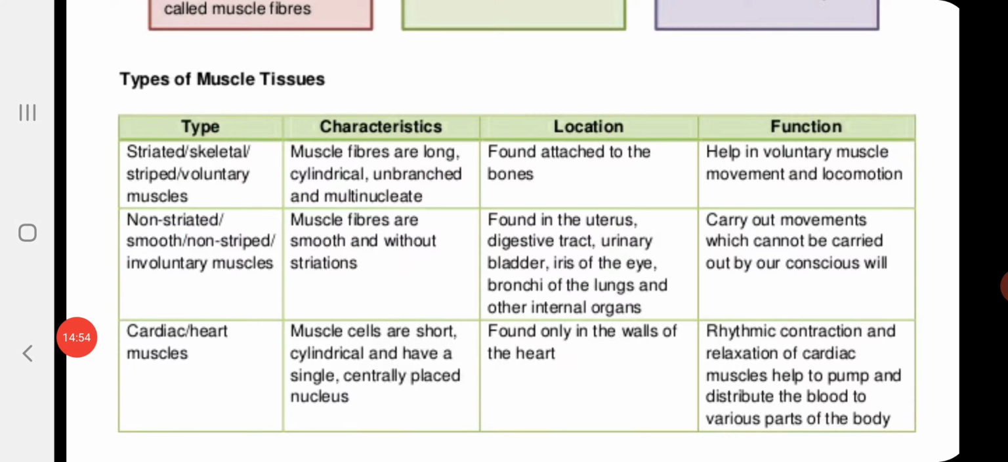By the table, we can identify how the types of muscular tissues help the body. Striated muscles help in voluntary muscle movement and locomotion. Non-striated muscles carry out movements which are not under our conscious will. And in cardiac muscles, there is rhythmic contraction and relaxation.